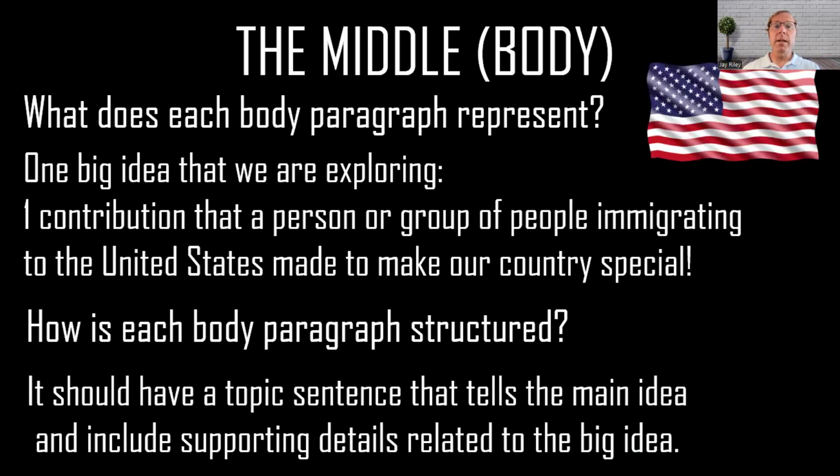Then we want to talk about the middle of our essay. So since we're writing about the contributions of a particular immigrant group, we want to make sure that each body paragraph represents one significant contribution. And each body paragraph should have a topic sentence or a sentence that tells us the main idea of the paragraph, and that's going to be our first sentence. Then the subsequent sentences are going to represent supporting details. They're going to give us more information about that big idea.